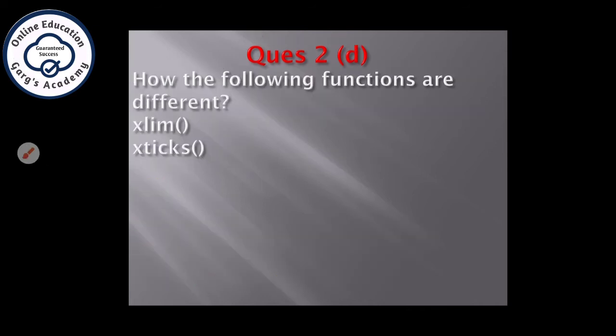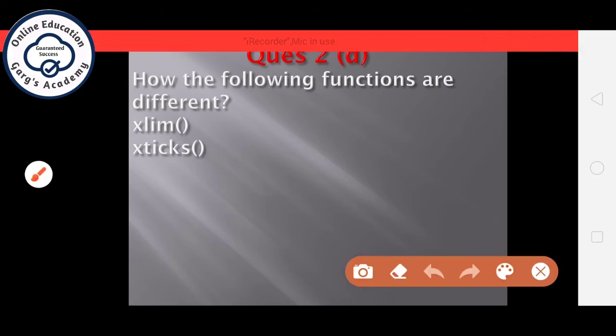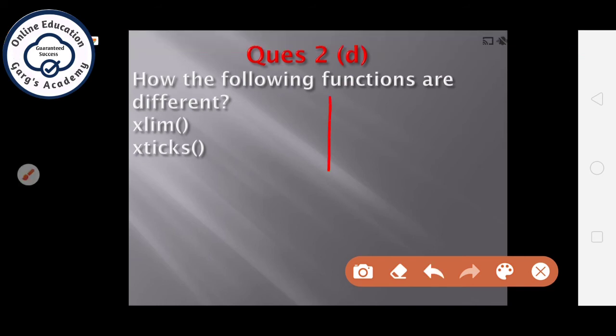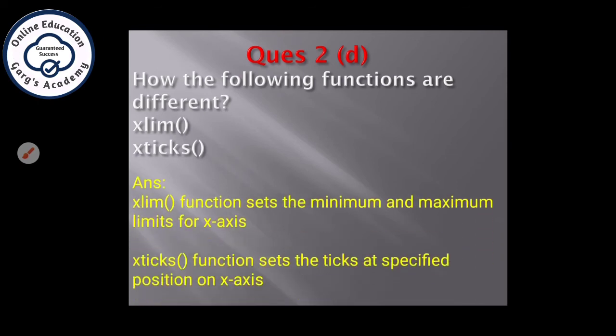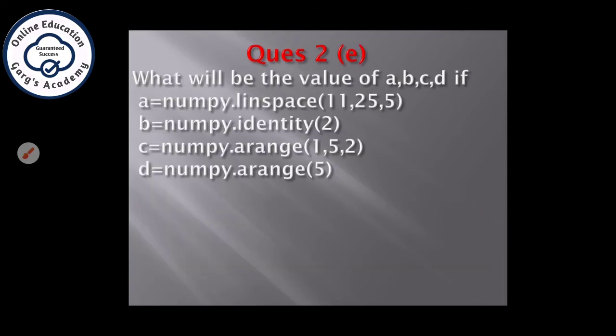Next question, question second, D part. How are the following functions different? xlim and xticks. Students, xlim function always is used to set the minimum and maximum limits for x-axis, but xticks function is used to give the tick marks on the x-axis. So you can write it sets the minimum and maximum limits, but xticks sets the specified position on x-axis.